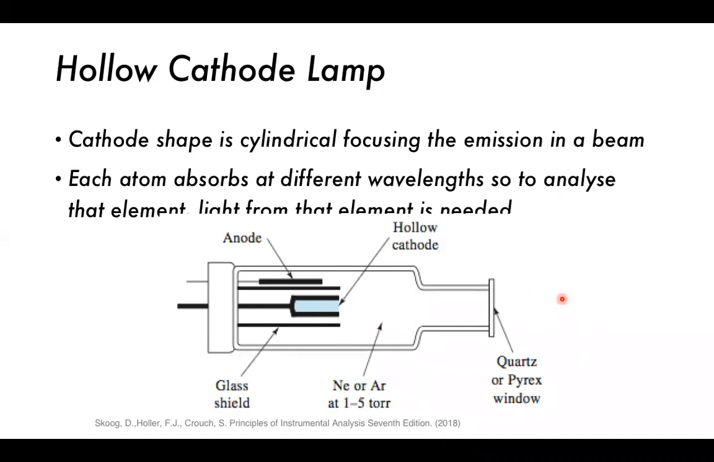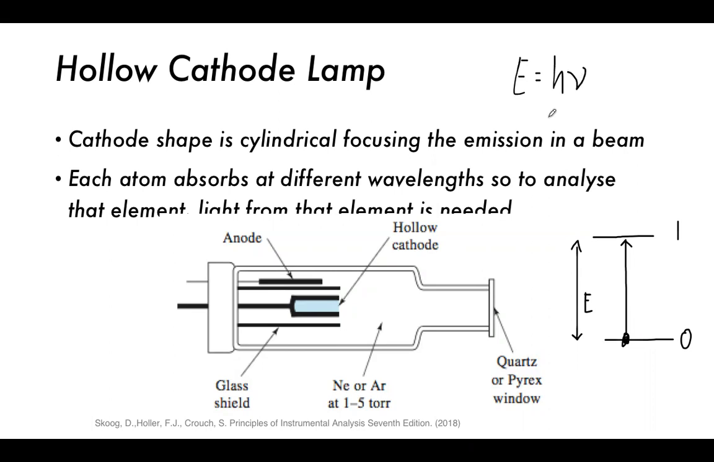And each atom absorbs at different wavelengths. So to analyze that element, light from that element is needed. This is because if we recall back to our previous session where we talked about the idea of there being two states. There's the ground state and then there's the excited state, and we can have an electron down here and it can be excited up to here, but this has an energy difference between it. So between the ground state and the excited state, there's an energy difference E. But that can correspond to a specific wavelength due to Planck's relationship. So that corresponds to a specific wavelength of light.